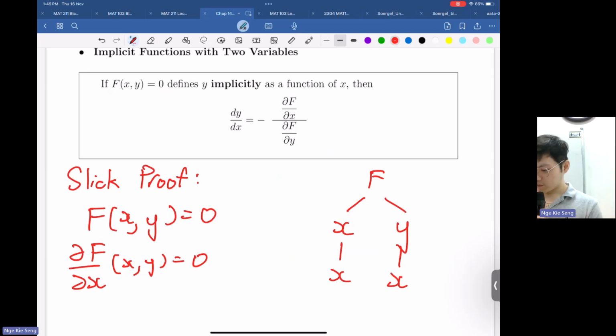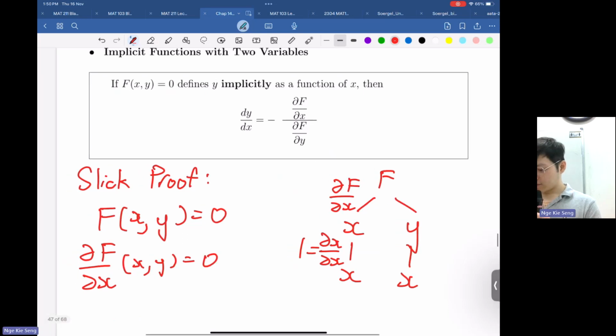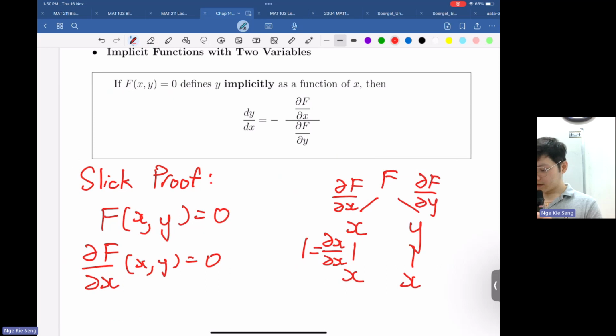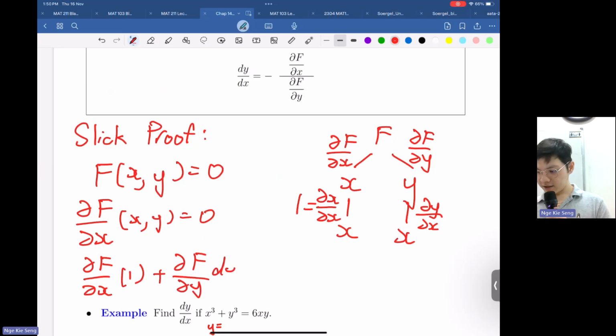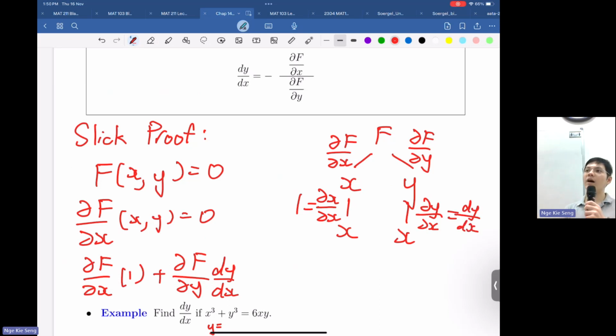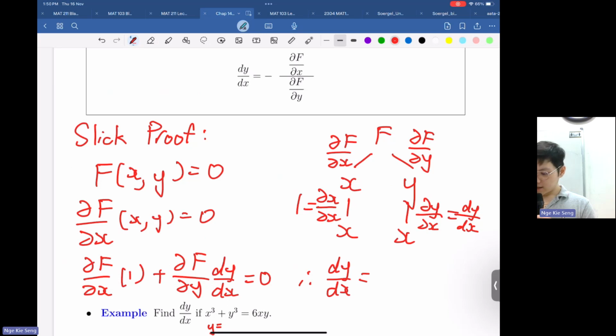So the first one, the top left, we have del f over del x, and then at the bottom we have del x over del x, which is just 1. And then on the right we have del f over del y, and then del y over del x. So all together, we have del f over del x times 1 plus del f over del y dy dx. Here we change it to dy dx because we know that y is only in terms of x, one variable, so we don't need del anymore. This is equal to 0. Then rearrange it, and you will get what is in the formula.